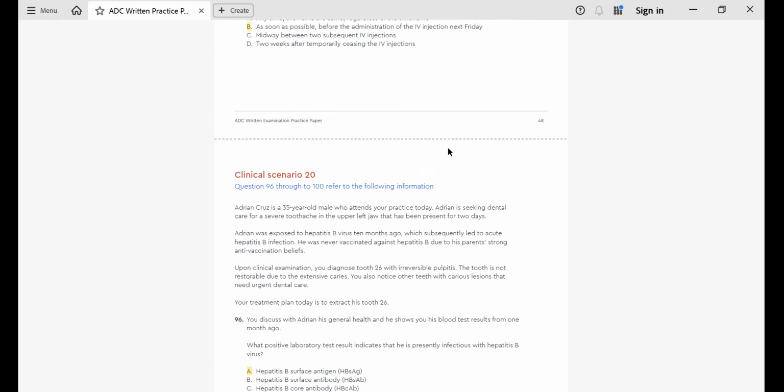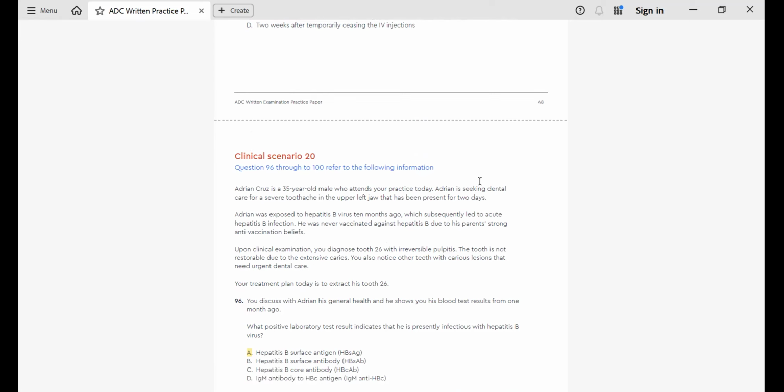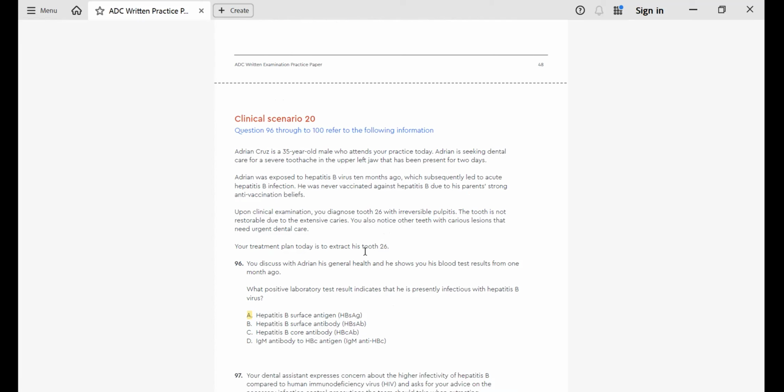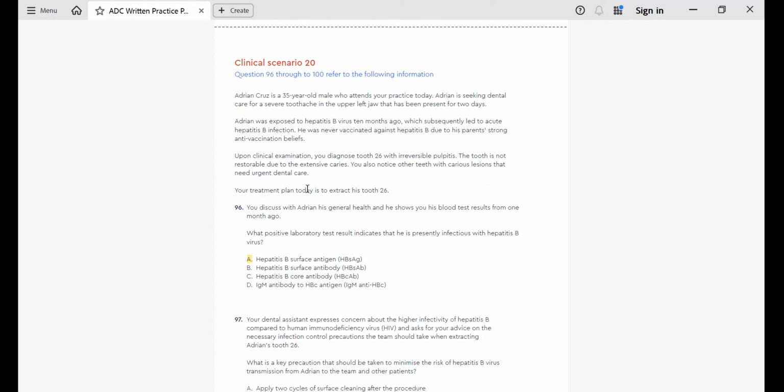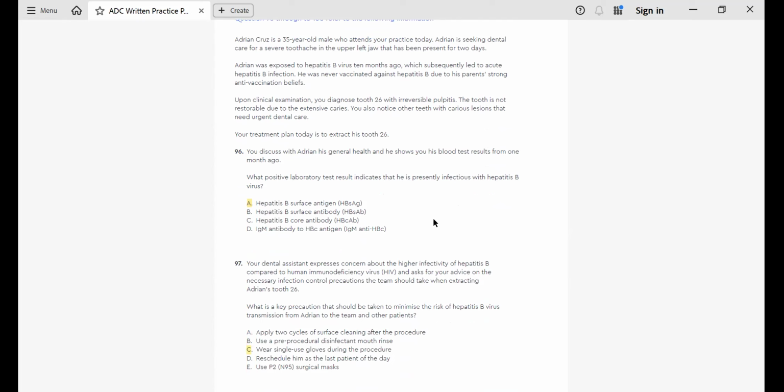Next case, Andrian Cruz. Hepatitis 10 months ago led to acute hepatitis B infection, never been vaccinated. Irreversible pulpitis diagnosis for 26. The treatment plan today is to extract tooth 26. You discuss with Andrian his general health and he shows you his blood test result from 1 month ago. What positive laboratory test result? Presently infectious with hepatitis B: HBsAg, hepatitis B surface antigen.